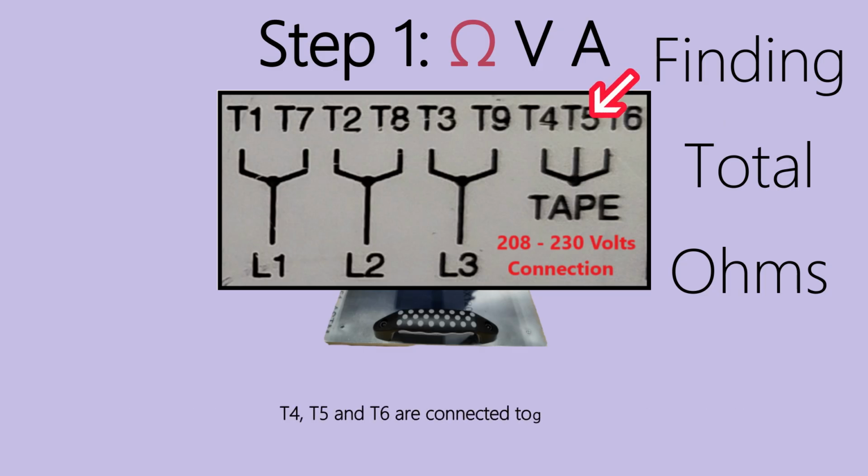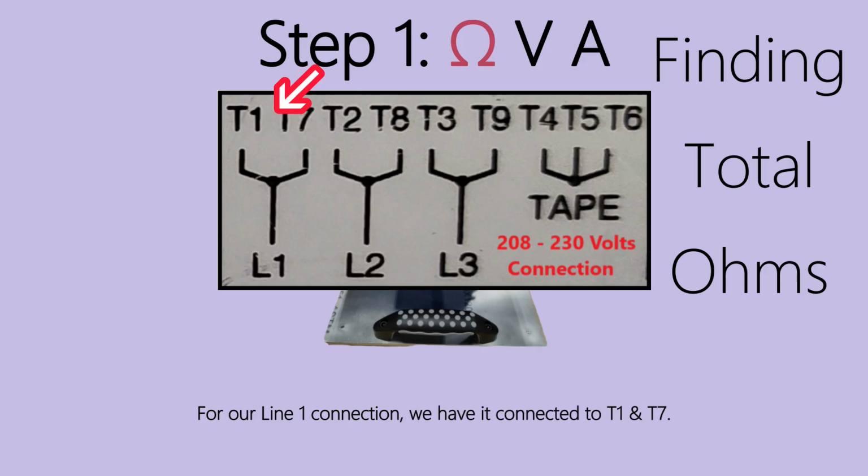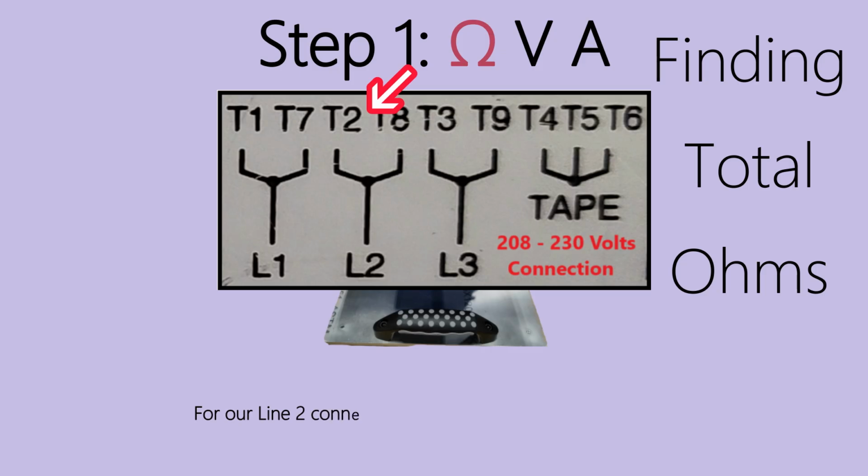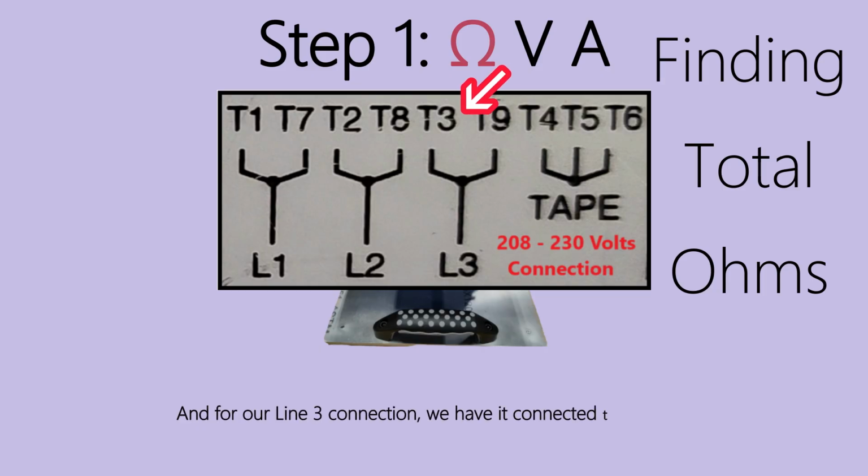T4, T5, and T6 are connected together. For our line 1 connection, we have it connected to T1 and T7. For our line 2 connection, we have it connected to T2 and T8. And for our line 3 connection, we have it connected to T3 and T9.